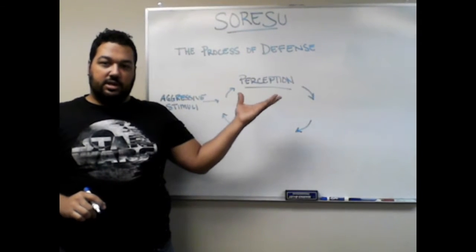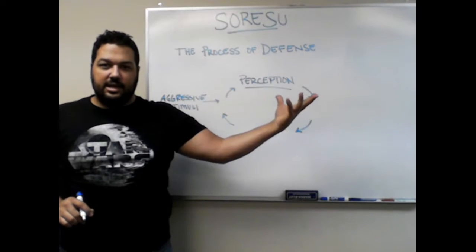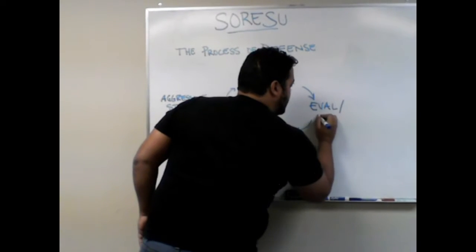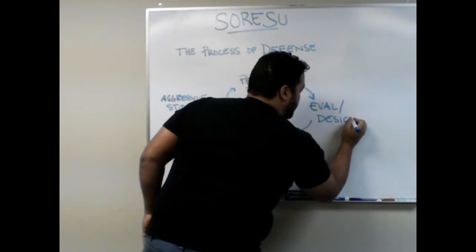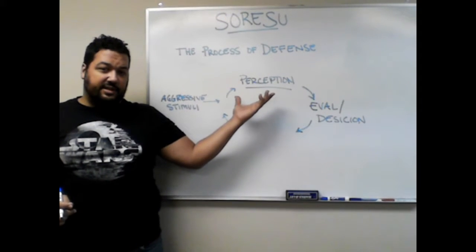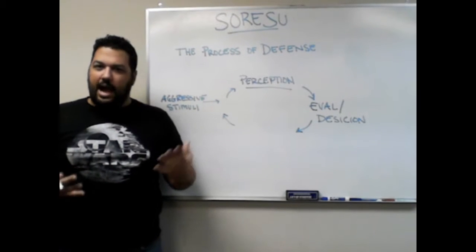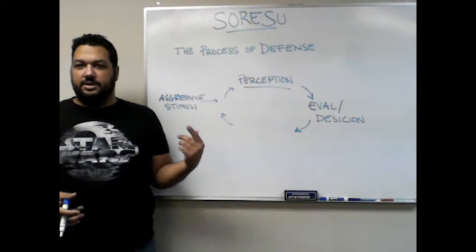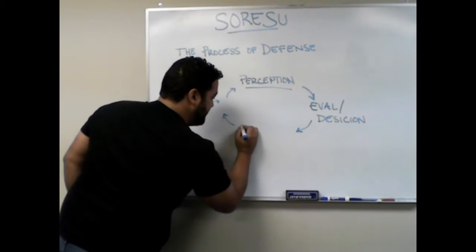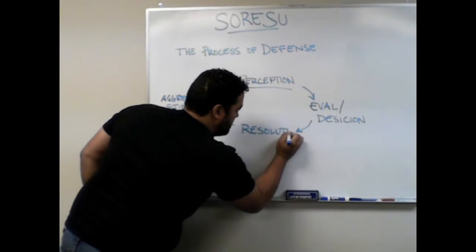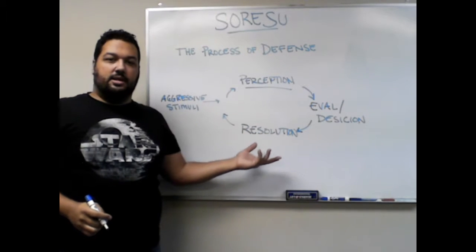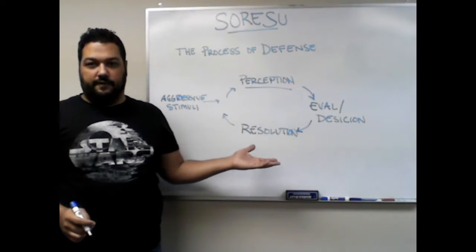If that perception is good and clear and we do perceive the threat, then we move into the next stage, which is the evaluation decision stage. So we go from perception, perceiving the danger, to evaluating and making a decision about how we're going to react or not react to that stimulus. Once we've gone through that in an ideal process, we come to the resolution. And if the first two have been successful, clear, and uninhibited, then the resolution, by definition, will be a positive one for us.